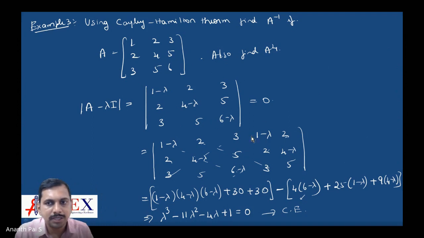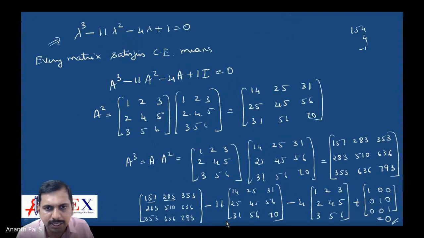Okay. Next, using Cayley-Hamilton to find A inverse. This is a university exam question, but still you can use it. So what is the characteristic equation? This is the characteristic equation. Using that characteristic equation, we have applied this here. So here you can find that it is the same. I just saved that.